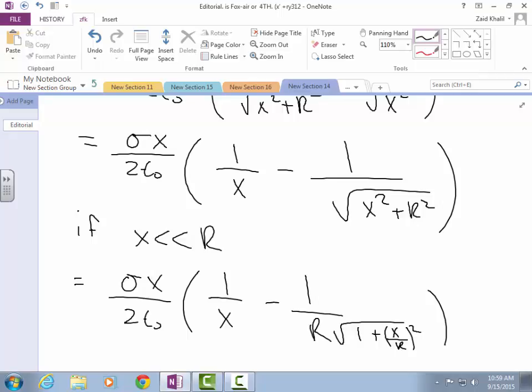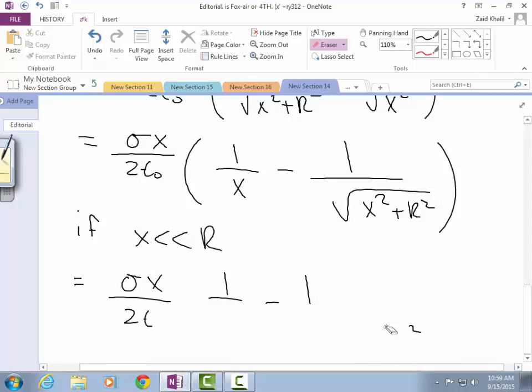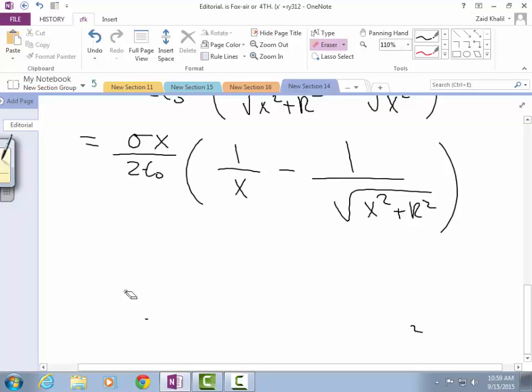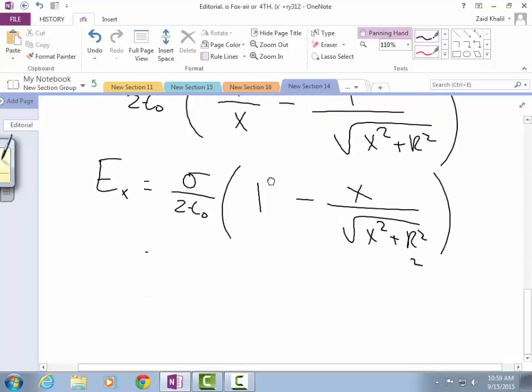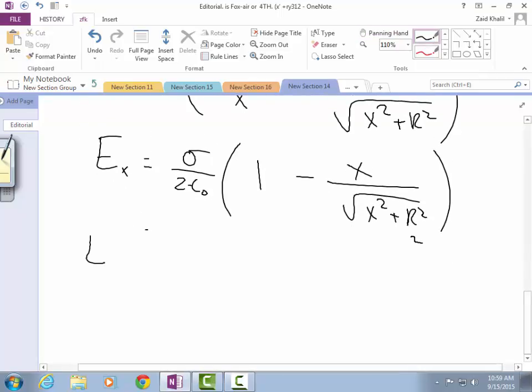It is dirty. So actually, you know what? No, watch this instead. This is what I'm going to do. Erase this. I'm going to distribute that x out. In other words, your E of x is going to be sigma over 2 epsilon 0, and then you have x over x, which is 1 minus x over the square root of x squared plus r squared. Right? So now we look at E of x for x much, much less than r.